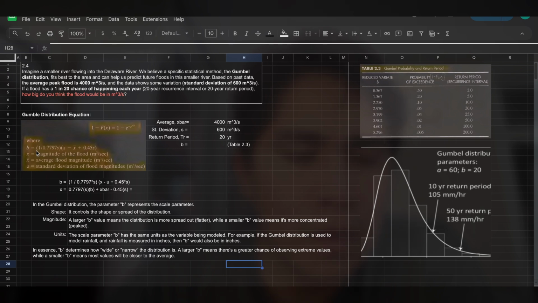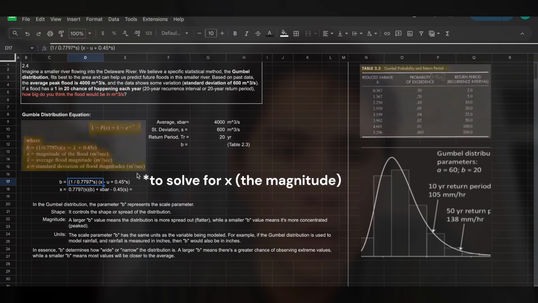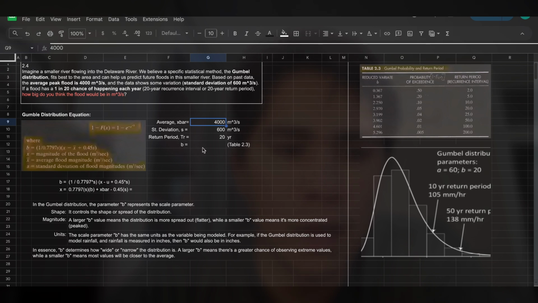But here they show us what b represents. And I put it down here. This is the equation to solve for b. So to solve for b, we're going to need all these values here: the average, the standard deviation, the return period, and a value of b. And the way we get the value of b is from table 2.3 that I got here. This is also from the book.